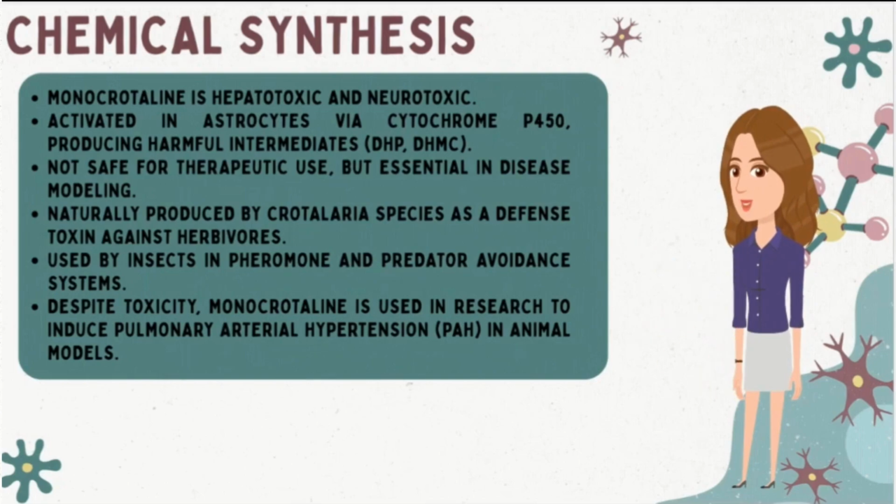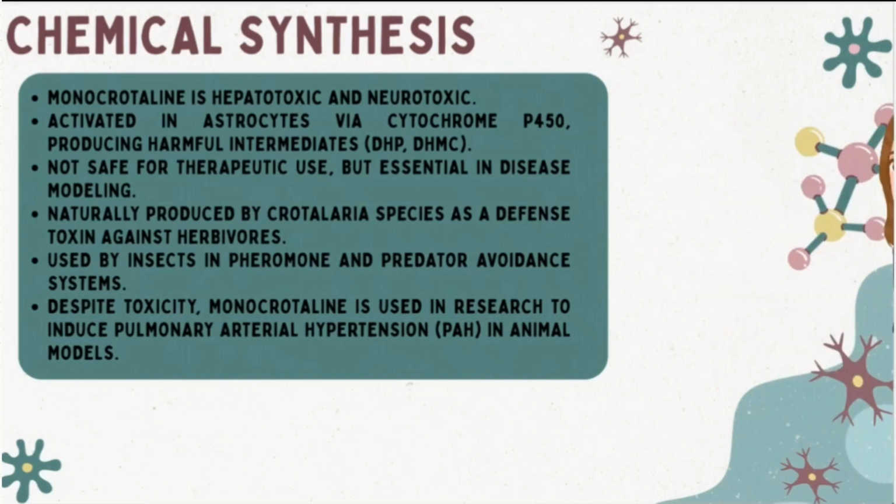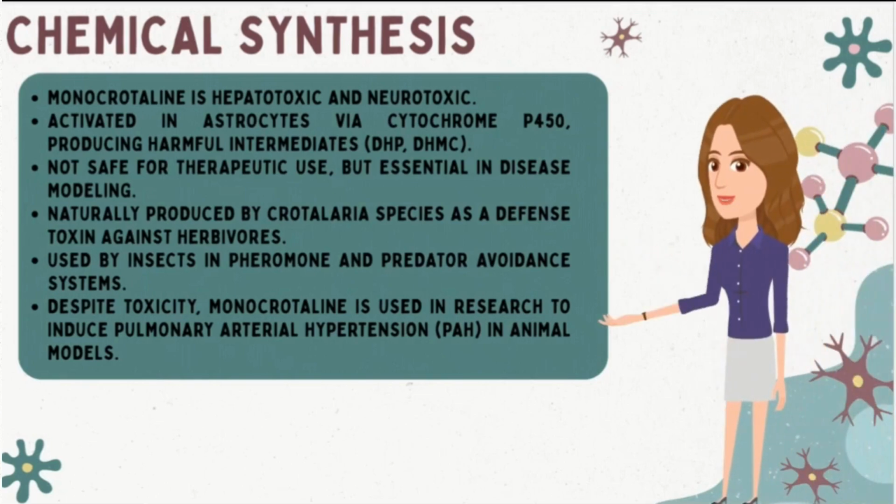However, despite its toxicity, monocrotaline has proven extremely useful in medical research, especially for creating animal models of pulmonary arterial hypertension, or PAH. By studying how monocrotaline induces PAH, researchers are able to explore molecular pathways involved in the disease, which contributes to new insights in cardiovascular research. Crotalaria species also naturally produce it as a defense toxin against herbivores, used by insects in pheromones and predator avoidance systems.